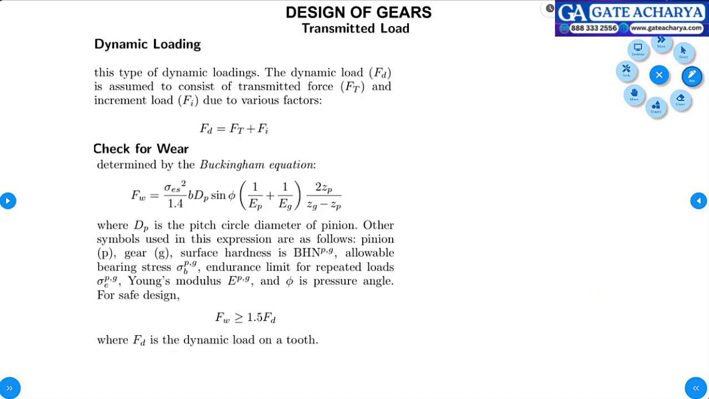Similarly, sigma e is the endurance limit for repeated loads. B is nothing but width, and dp is nothing but pitch circle diameter. So your wear load should be 1.5 times that of the dynamic load for best design.